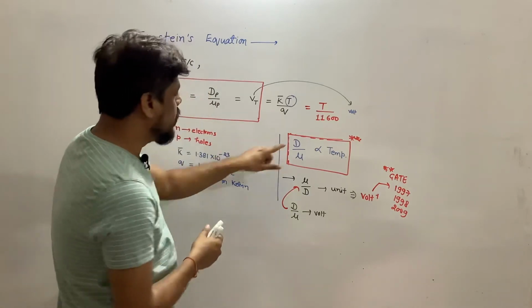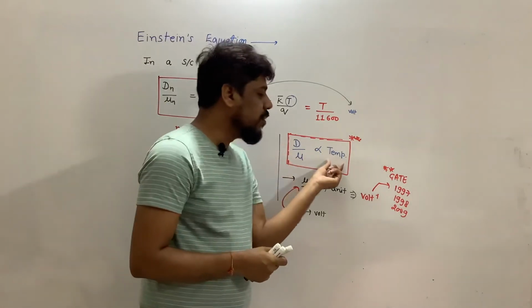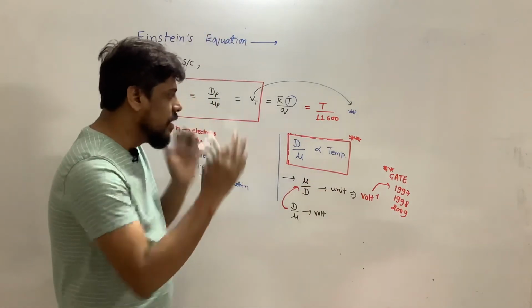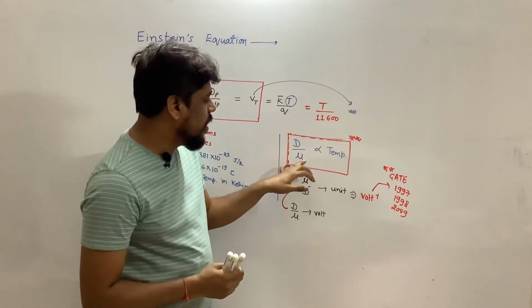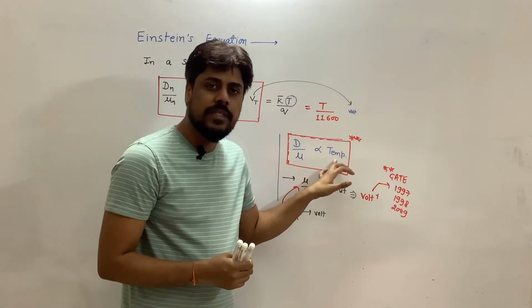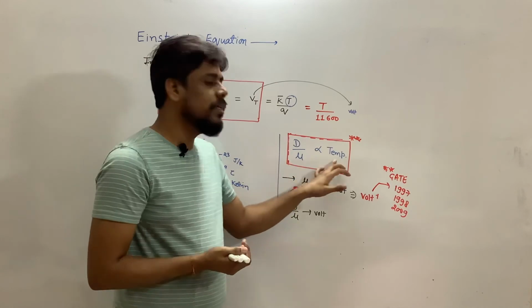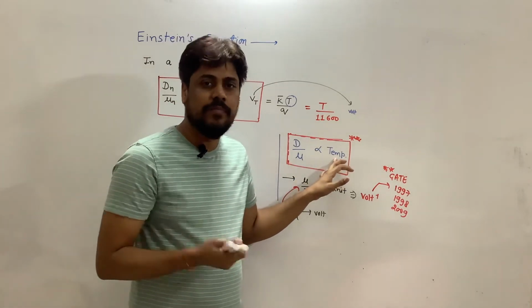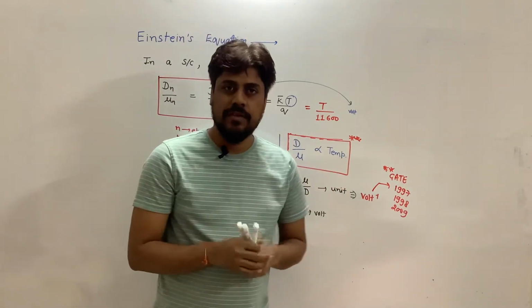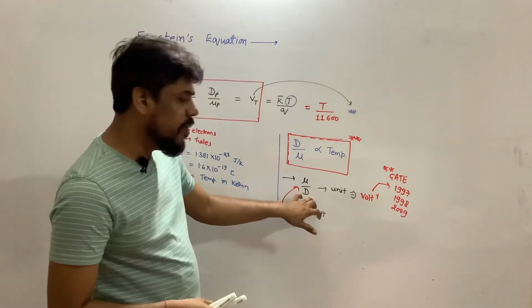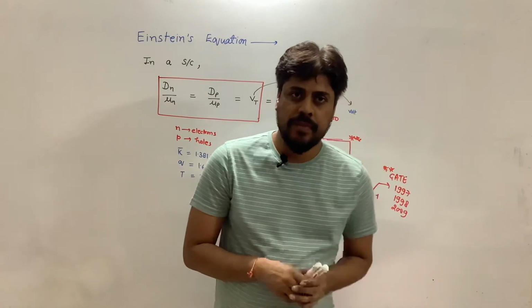One more point here: the ratio of diffusion constant and mobility is directly proportional to temperature. Most students make the mistake of thinking that diffusion constant divided by mobility is directly proportional to temperature, so they thought that the unit of D by mu is temperature, Kelvin, degree centigrade. That is wrong. Clear? So this is a small point, remember it. Because of this only, it is a very important topic unit-wise. Okay, thank you.